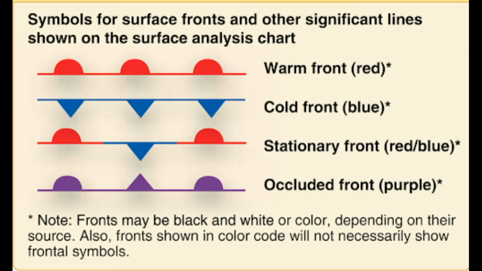And then an occluded front is the exact opposite. An occluded front forms when one front does overtake the other. For example, an occluded front forms when either a warm front overtakes a cold front or a cold front overtakes a warm front, and it becomes another type of front. So those are the four main types of fronts.